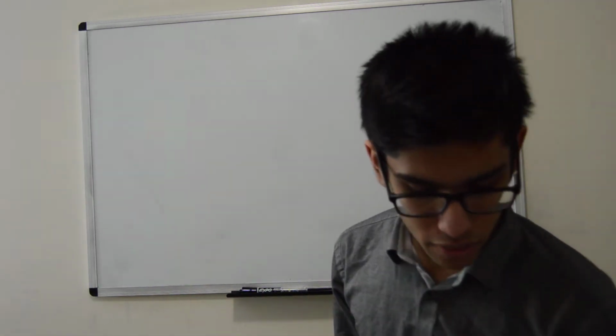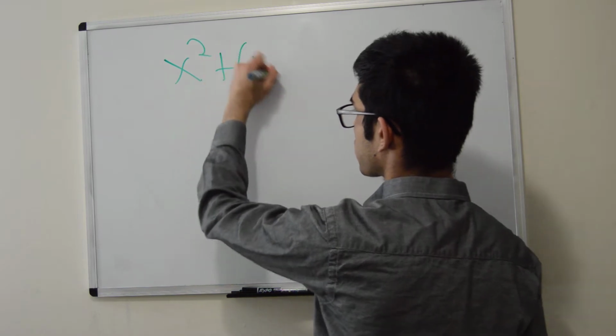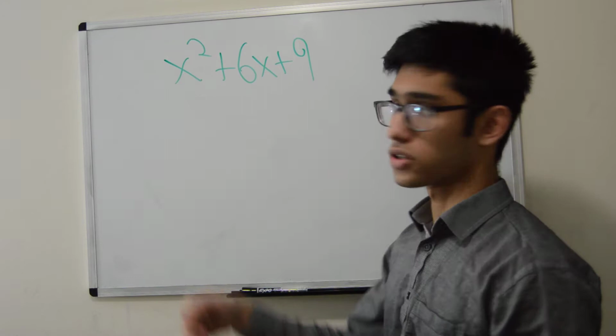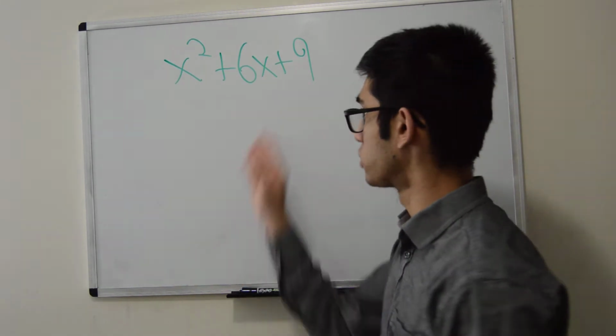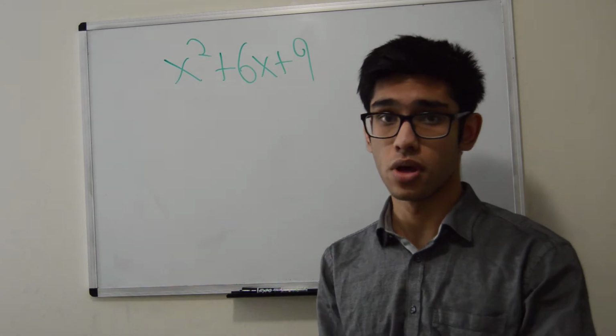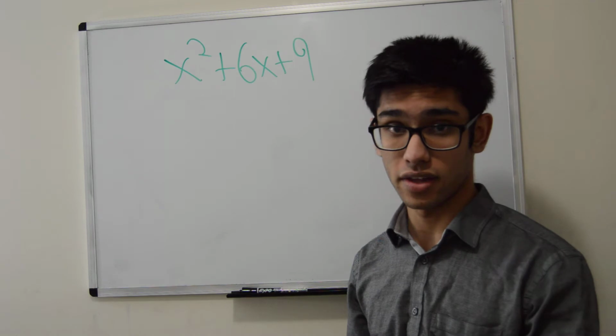The first example is x squared plus 6x plus 9. If you look at this, you can probably go straight ahead and try to look for two numbers that multiply to 9 and add to 6. You can go ahead and do that, you probably already know those two, but what I'm here to show you is an easier way of finding these two factors.